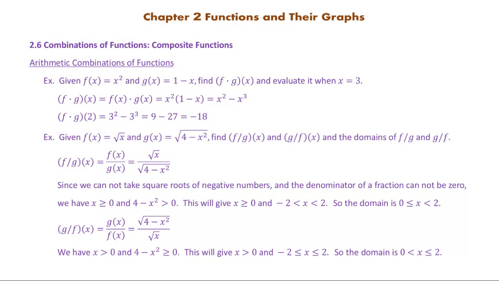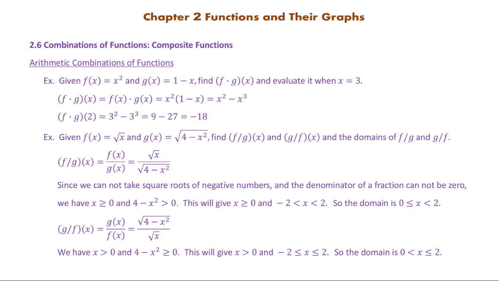Since we cannot take square roots of negative numbers, and the denominator of a fraction cannot be zero, we have x greater than or equal to 0, to be sure that when you take the square root of x on the top, it makes sense. You're going to require x to be greater than or equal to 0, so that you get a real number. Okay, so that's from the top of the f over g.